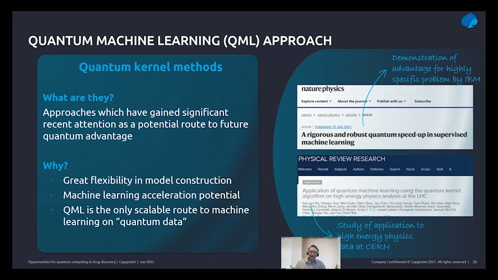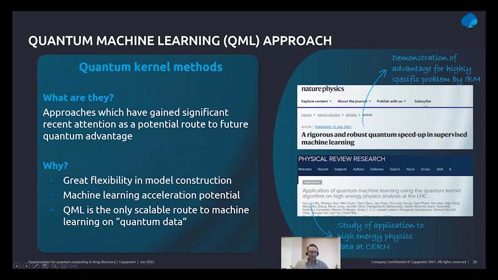And they're essentially a way of constructing quite flexible models. They're a way of projecting your data into the really high dimensional spaces that you can create with quantum computers, because a few qubits create a space which is sort of exponentially difficult to simulate on a classical computer. And a lot of people have been talking about the sort of acceleration potential there.